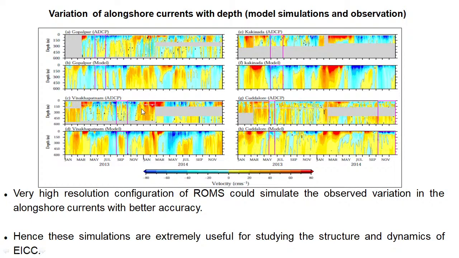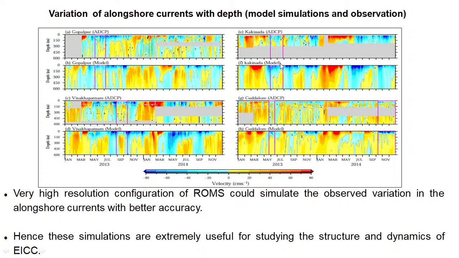And the second part is Visakhapatnam, just south of Gopalpur. Again, we get it fairly good. Of course, the high frequency variability in Visakhapatnam is not as spectacular as what we see in the southern part like Cuddalore, but it has variability, and the model is able to simulate that, and the model is showing the undercurrents with reasonably good accuracy, much better than what we saw in the low resolution model.